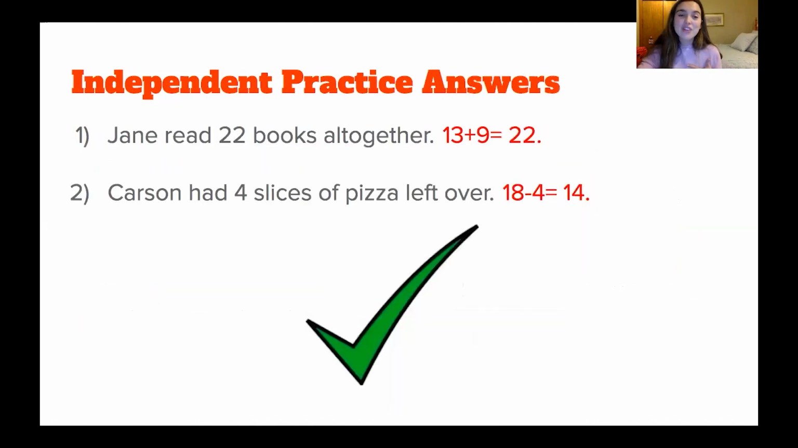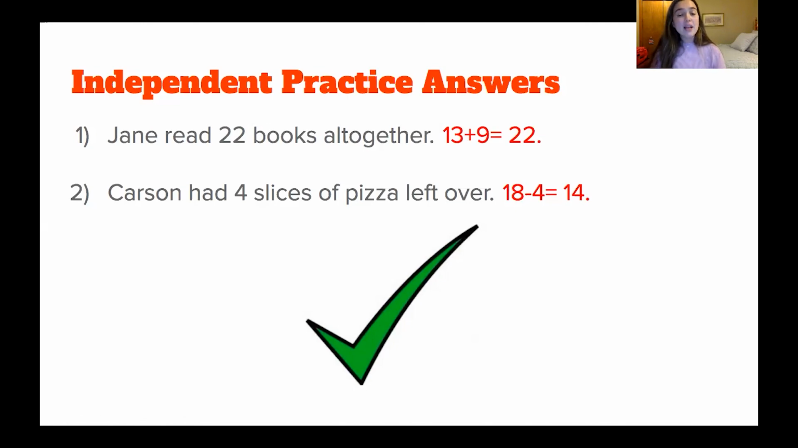Okay, hopefully you guys did, and here are the answers to the practice problems. So this is the word problem, the answer. It said Jane read 22 books altogether, and there is the number sentence. It was 13 plus 9 equals 22.